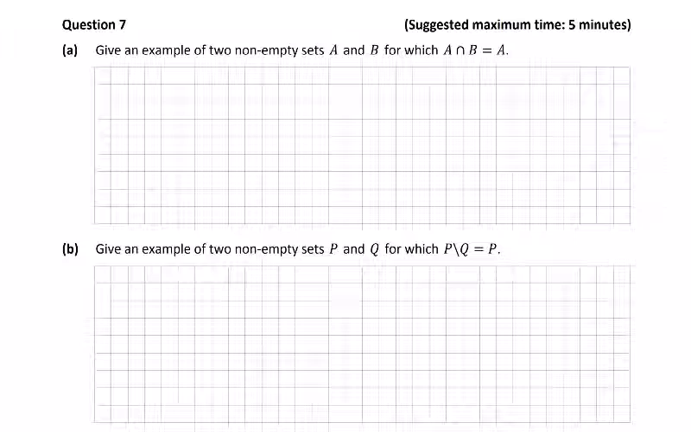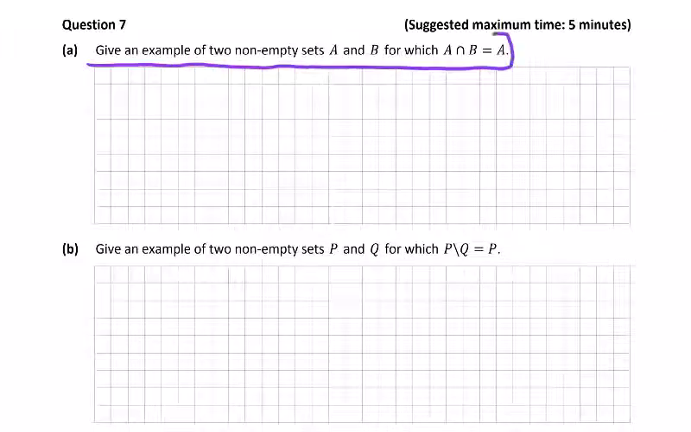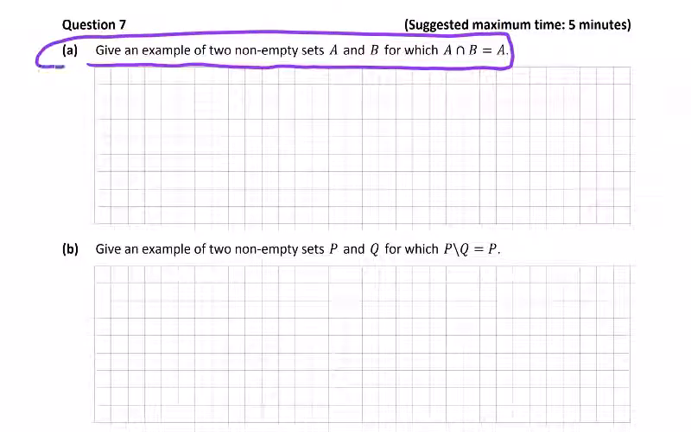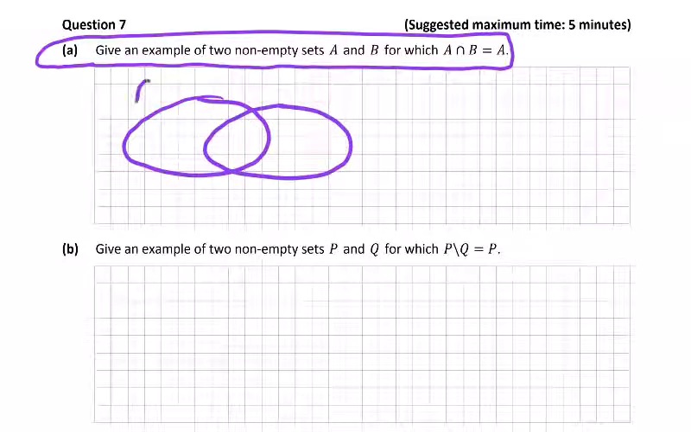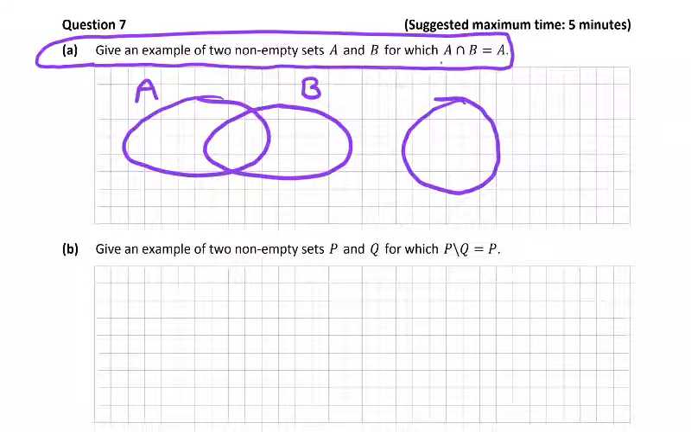Question 7 also requires a really good knowledge of sets. So this is the question that's going to separate the top students from each other. Give an example of two non-empty sets A and B for which A intersection B is equal to A. Well, you don't really know where this question is going, even as a good student. Just write down two sets A and B. They could intersect. So we say A intersection B is equal to A.